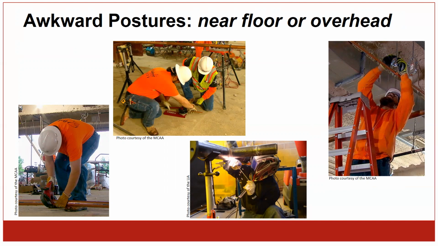Doing overhead work places the body in another poor or awkward posture. Working in this posture decreases a worker's available strength to perform the task and will cause fatigue more quickly. Anytime a worker's hand is positioned above their head height, there is high stress on their shoulders, increasing the risk of having a shoulder injury.